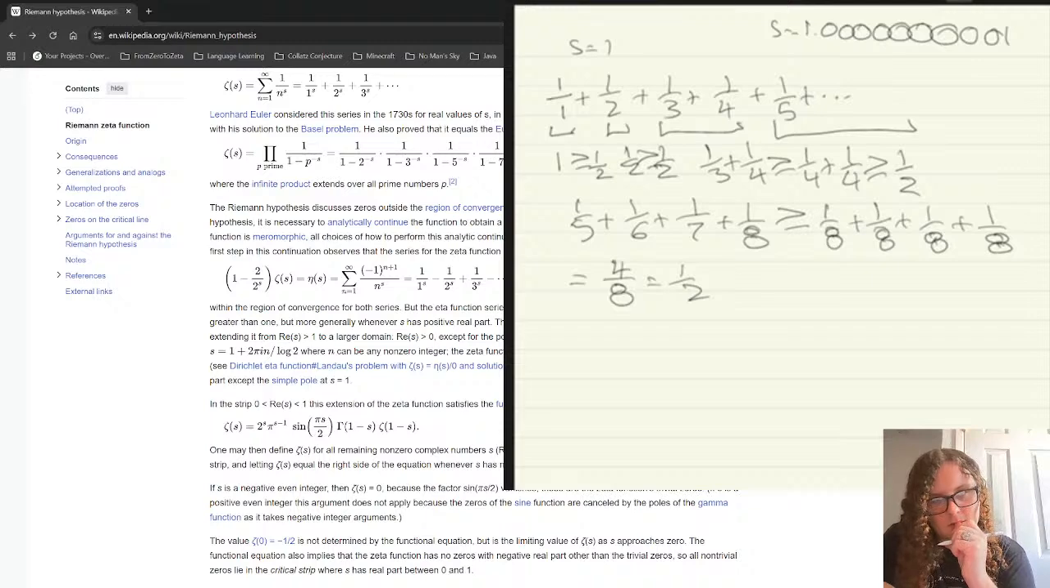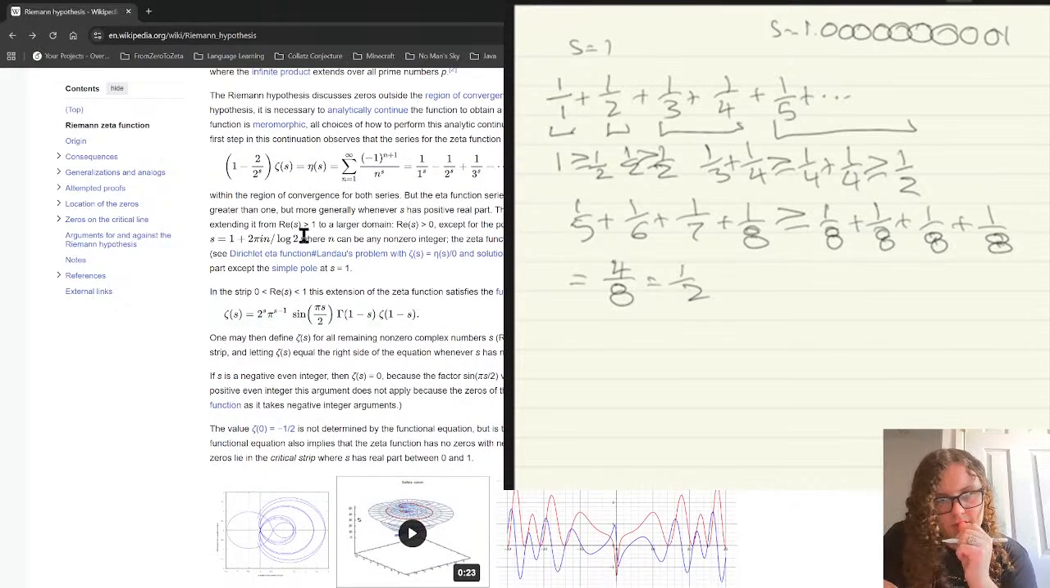Okay, so it seems like there's a pole at s equals 1. So it does actually go to infinity there.